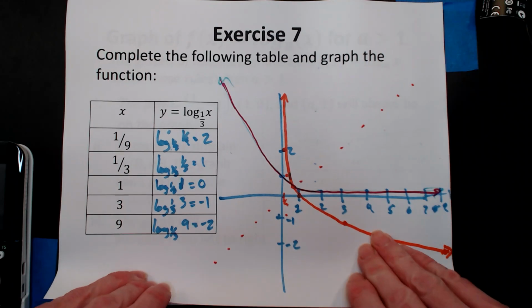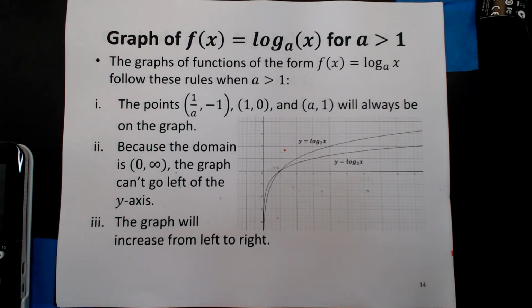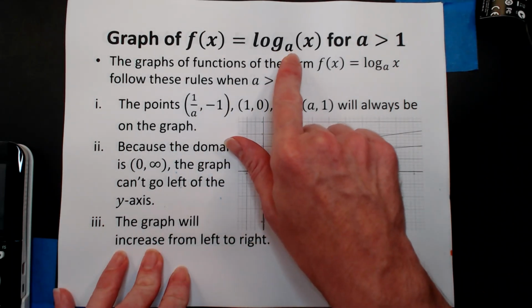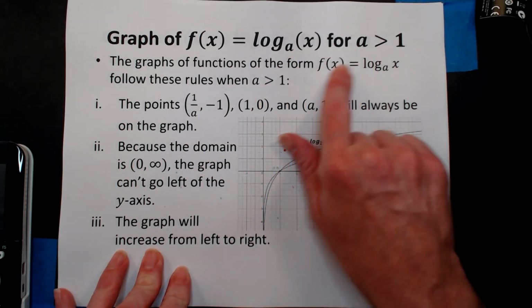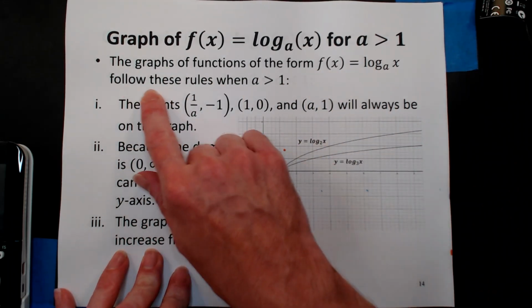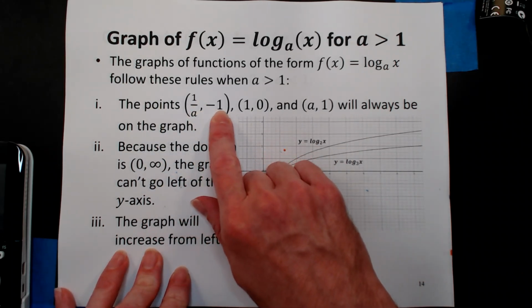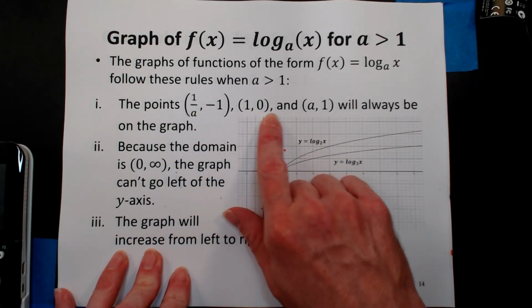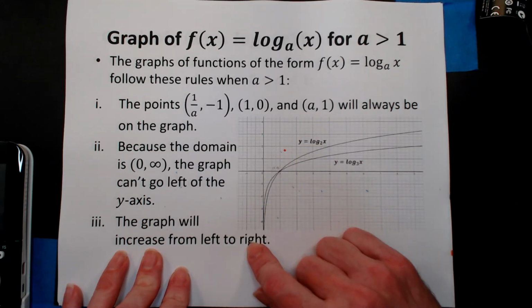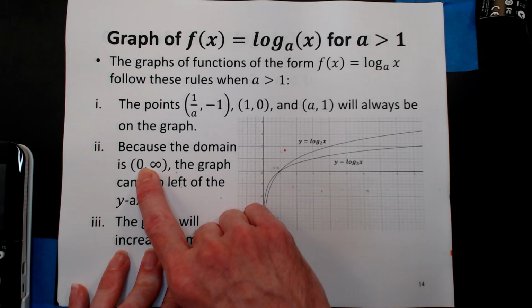Alright. So now I'm going to get to the section. Well, first we're going to go over what we just learned. So the graphs of f of x equals log base a of x for a greater than 1 follow these rules. The point 1 over a is equal to -1. You plug in 1, you get 0 back out. You plug in a, you get 1 back out. And this will always be on the graph because the domain is from 0 to infinity.